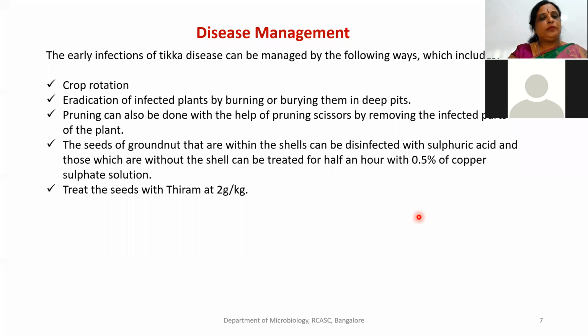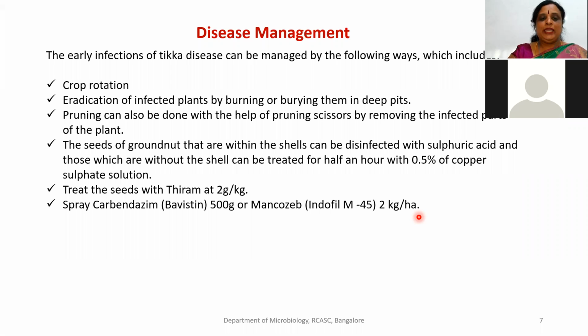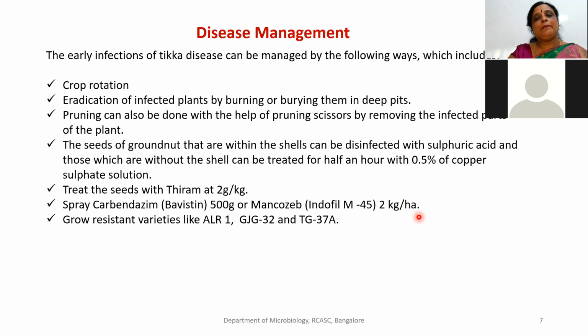And the seed can also be treated with thiram, and spraying of carbendazim, commonly called Bavistin, 500 grams, or mancozeb, 2 kg per hectare. We can spray that to avoid this disease. Better to go for disease resistant varieties. So we have some disease resistant varieties: ALR1, GJG32, TG37A. These are some of the disease resistant varieties where these groundnut plants, if you are using them, may not get infected with this particular pathogen at all.